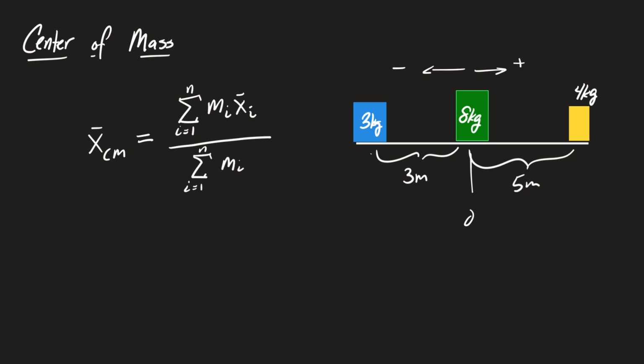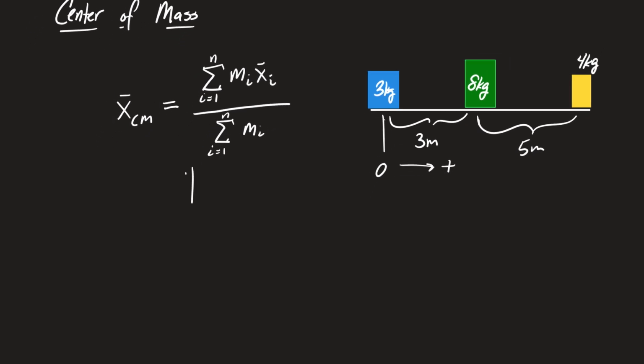So let's do this one. This one's not particularly hard to do, and I want you to see how it goes. And we're going to do this relative to the blue box. We're going to set the blue box as 0. And we're going to say this direction is positive. All right, so we're going to use this formula. We'll do the top part first, then we'll do the bottom part. How many things are we adding together on the top? How many boxes are there? So we're adding 3 things together on the top. How many things are we adding together on the bottom? How many boxes are there?